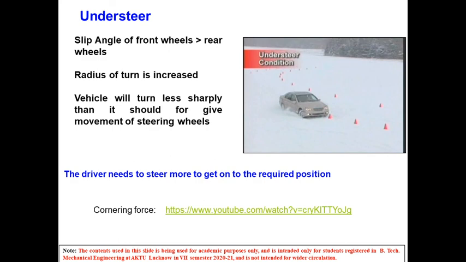I mean to say that the driver is applying effort to turn the vehicle and turning the steering wheel, but still the car is not following the right path. It is turning less as compared to the required condition. So that is known as understeer.